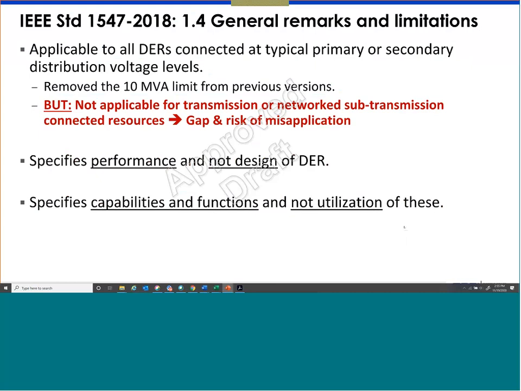The distribution system operators at that particular location will decide which function to be active, whether any function will be active or not, which setting will be used. So that decision is still up to the distribution system operator or utilities. But what the standard says is that if the product has to be certified, say 1547-2000 certified, then certain capabilities and functionalities have to be available for utilization. So capabilities and functions are mandatory, but not the utilization.